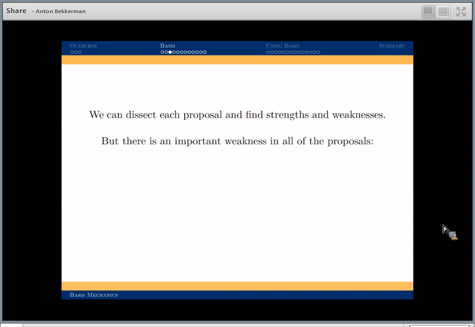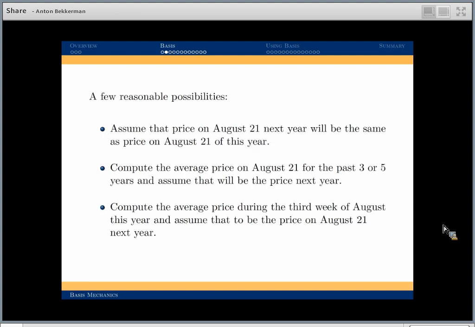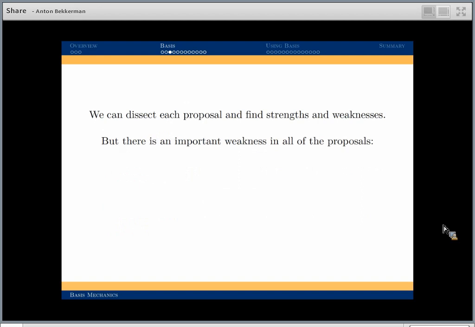So here's the issue, right? We can absolutely look at each one of those 3 bullet points. Let me go back to them just for your reference. We can look at each one of these 3 bullet points and dissect them and find strengths and weaknesses of each one of these proposed possible answers to the question of what next August's price is going to be for winter wheat. But there's one important weakness in all of these proposals, and any proposal that uses price and previous prices and information about price to predict future prices.